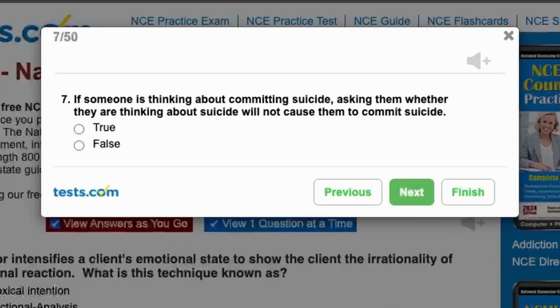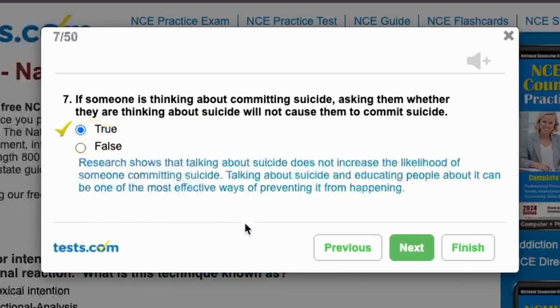If someone is thinking about committing suicide, asking them whether they are thinking about suicide will not cause them to commit suicide. Is this true or is it false? True. Research shows that talking about suicide does not increase the likelihood of someone committing suicide. Talking about suicide and educating people about it can be one of the most effective ways of preventing it from happening.